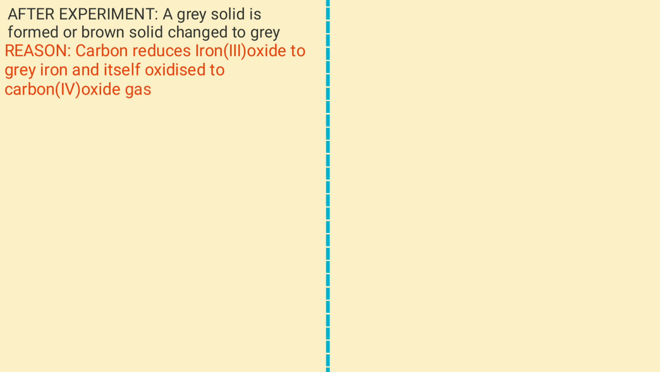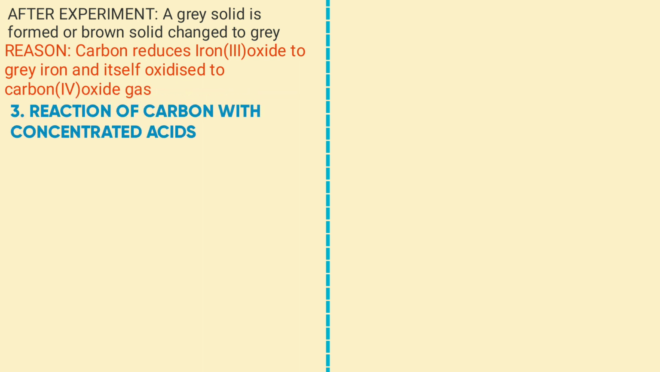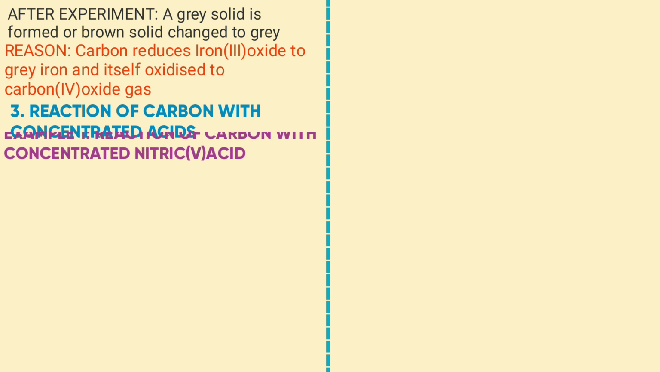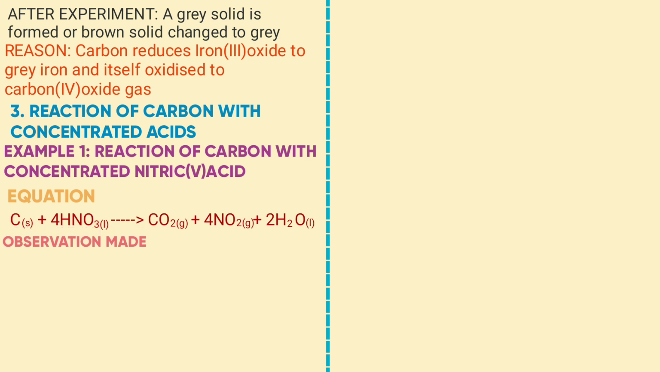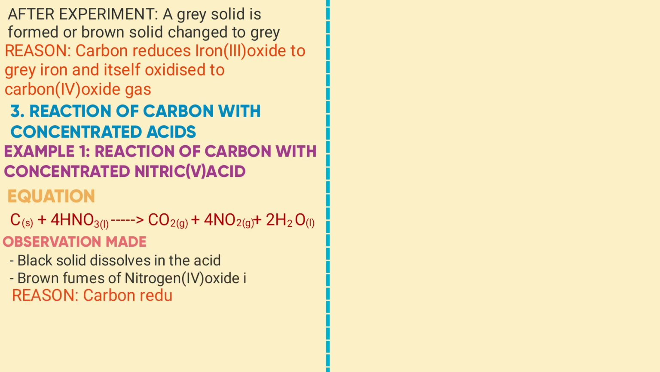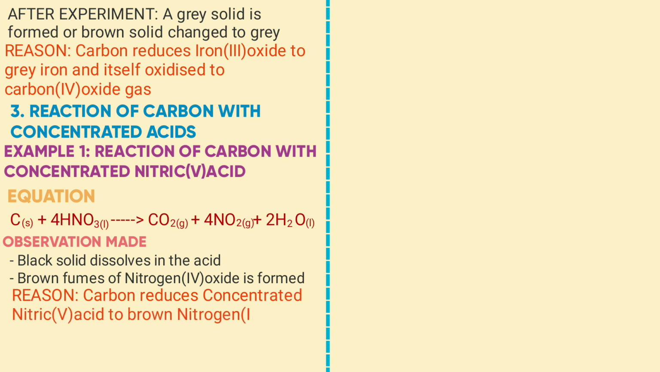Now the last property is reaction with concentrated acids. The first one is reaction with concentrated nitric(V) acid. The equation is carbon plus nitric(V) acid, arrow, carbon(IV) oxide plus nitrogen(IV) oxide plus water. Observation made during the experiment: black solid dissolved in the acid, brown fumes are formed. Reason: carbon reduces nitric(V) acid to nitrogen(IV) oxide and water while itself gets oxidized to carbon(IV) oxide.